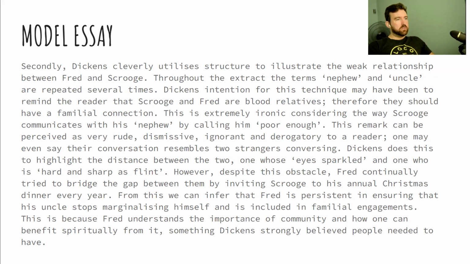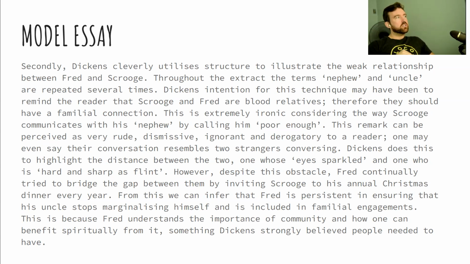However, despite this obstacle, Fred continually tried to bridge the gap between them by inviting Scrooge to his annual Christmas dinner every year. From this, we can infer that Fred is persistent in ensuring that his uncle stops marginalizing himself and is included in familial engagements. This is because Fred understands the importance of community and how one can benefit spiritually from it, something Dickens strongly believed people needed to have.